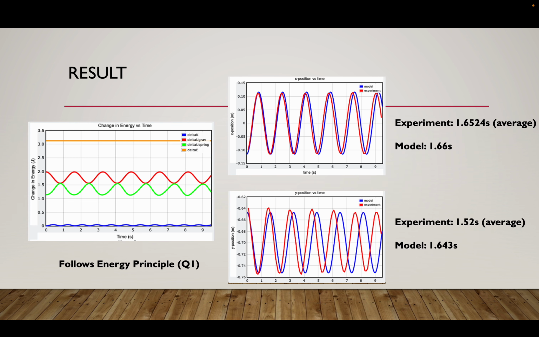And the result is that it actually follows the energy principle, which answers question 1 on the Canvas. And we can see its x position versus time in the experiment is 1.65 on average, and in the model is 1.66, which is very close. But in the y position, we can see that the experiment is 1.52 seconds on average, but the model is 0.1 seconds more. So why is that?